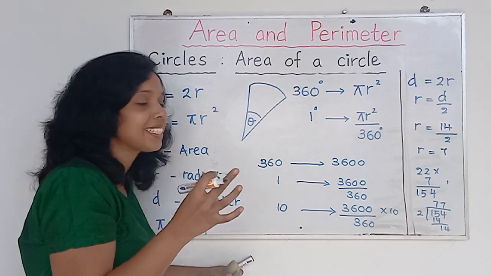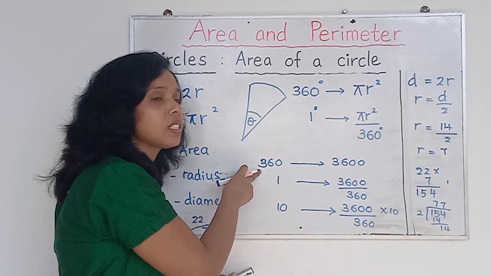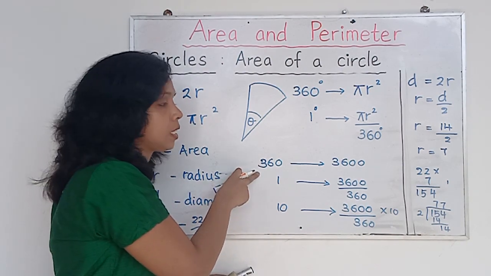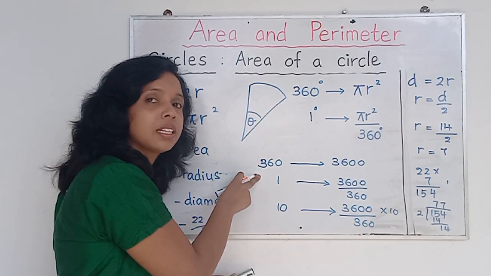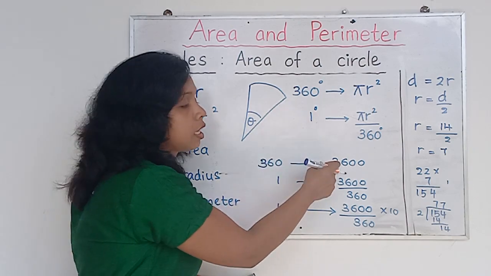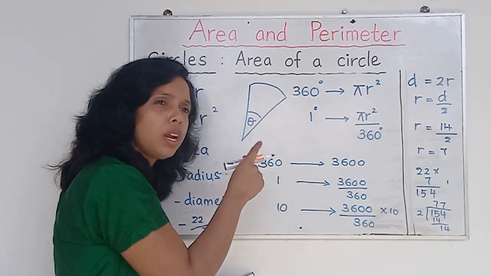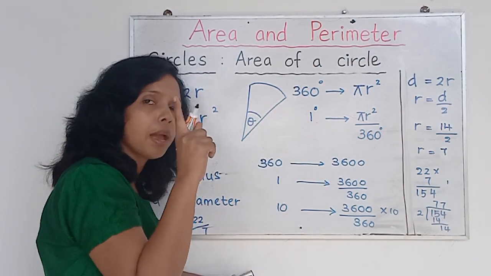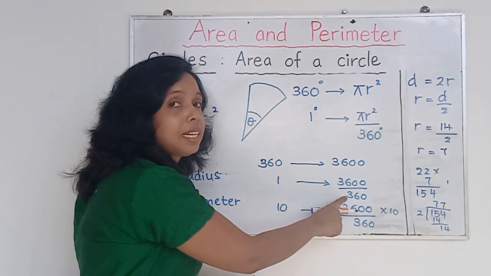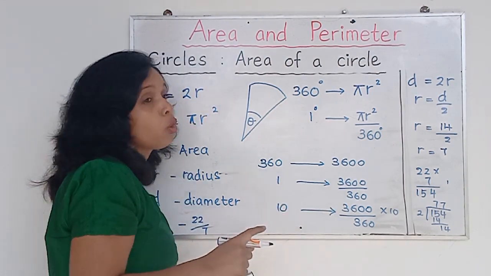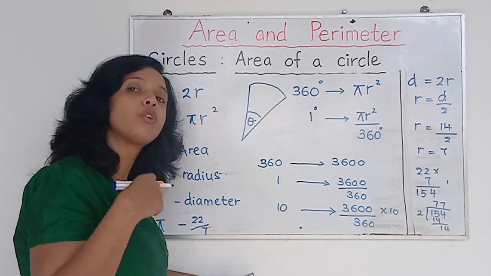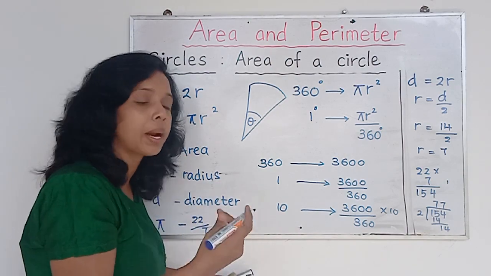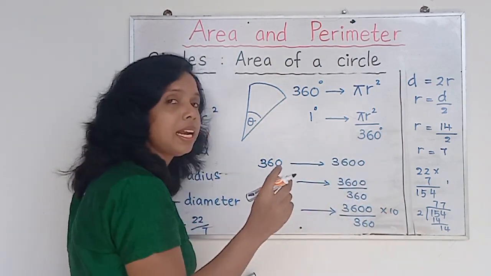In the primary classes, in the market there are 360 mangoes. The price of 360 mangoes is 3600. Then I want to find what is the price of one mango. How can I do? I divide it by 360. Then no, I don't want to buy one mango. I want to buy 10 mangoes. Then what is the price? I multiply it by 10.